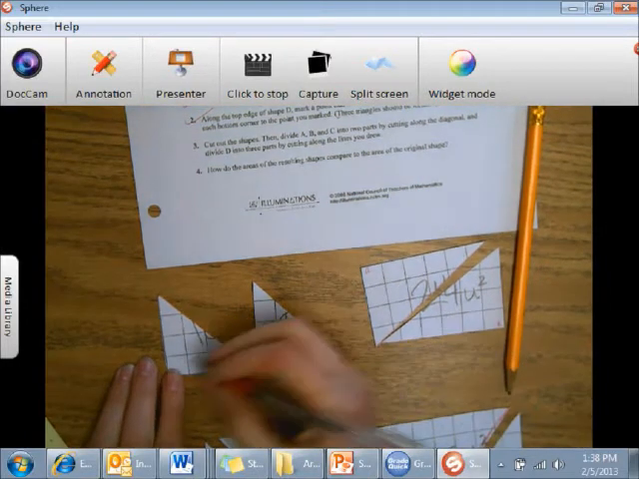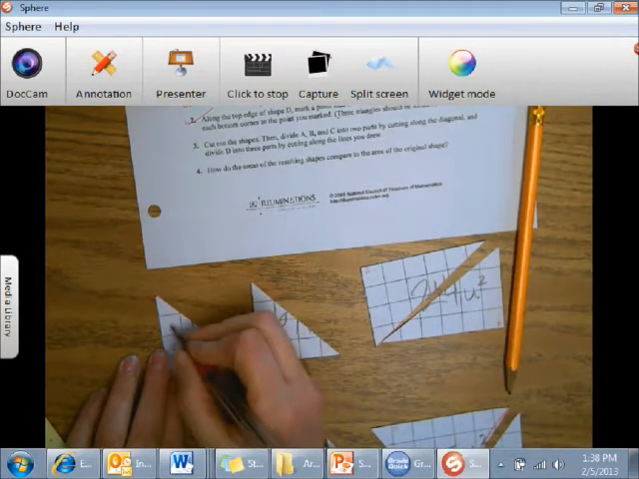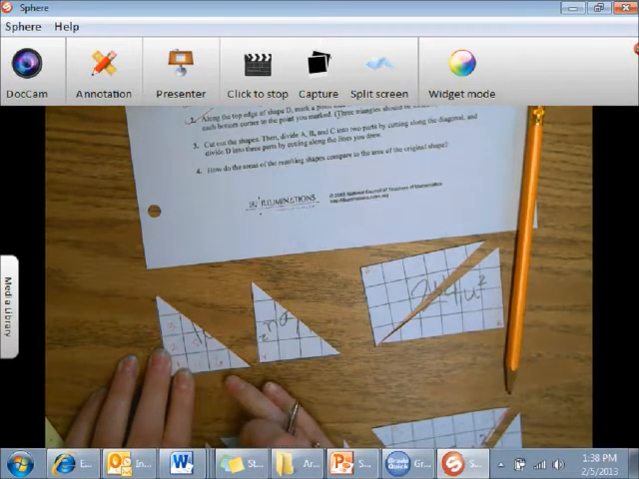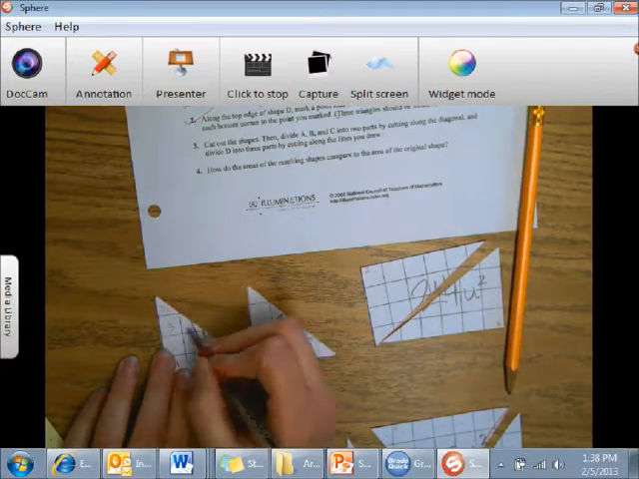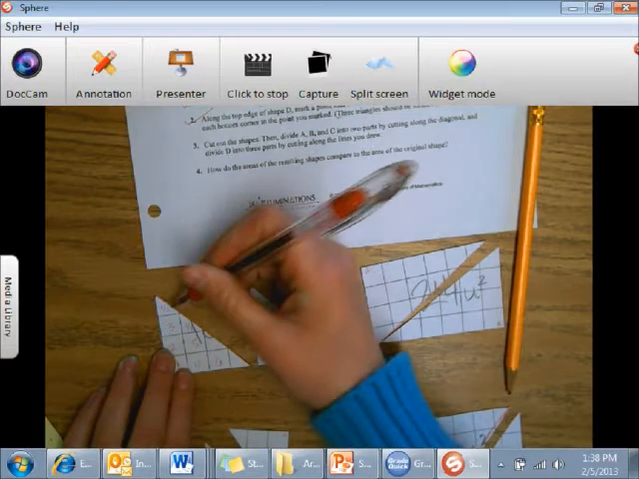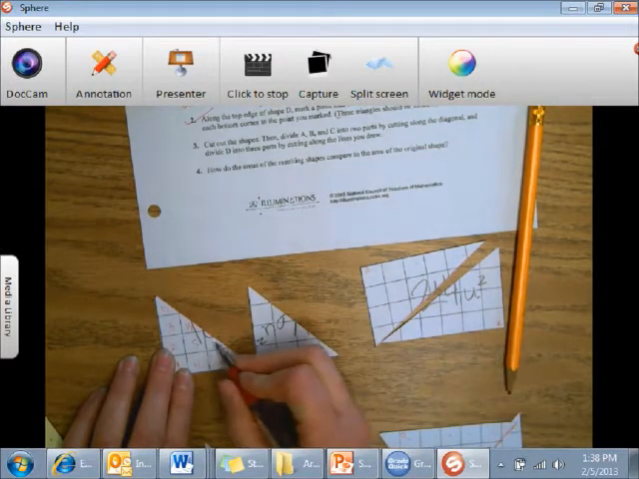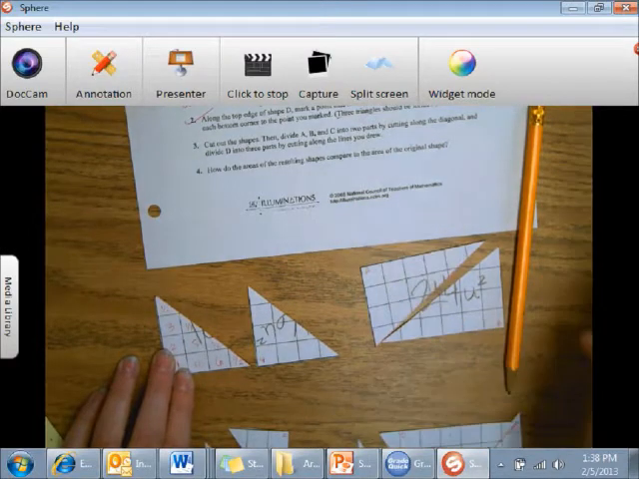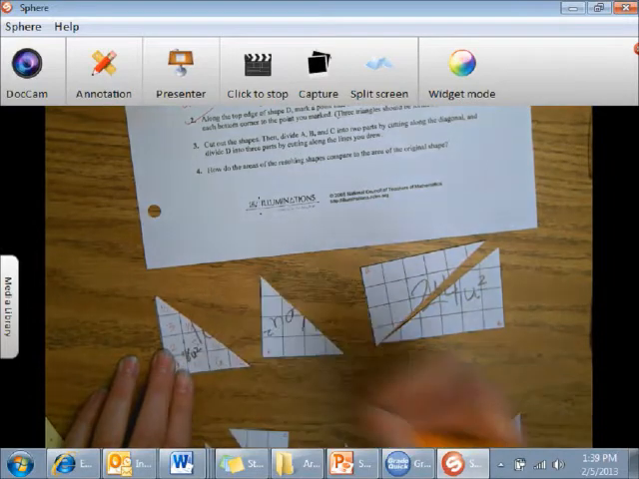This figure is 1 square, this is 2, this is 3, this is 4, 5, 6 definite square units. And then this looks like a half, and that looks like a half. So a half and a half is a whole, so that makes 7, and then a half more, and a half more would be 8. So my answer for the triangle would be 8 units squared.